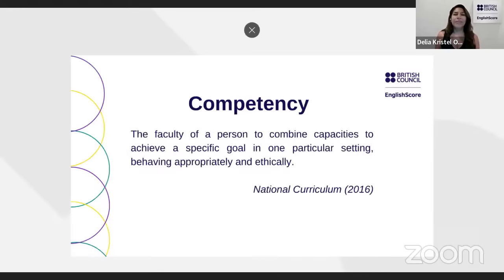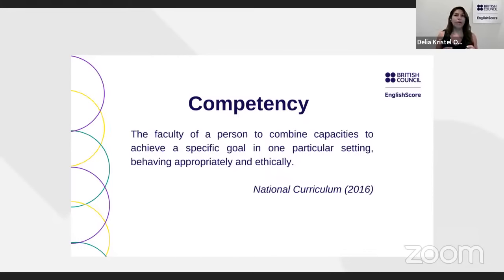And as we're talking about the English program and the national curriculum, it's impossible not to define what the competency is. So according to the national curriculum, competency is the faculty of a person to combine capacities to achieve a specific goal in one particular setting, behaving appropriately and ethically. This is the definition that we use for all the competences in all the areas of the national curriculum, right?